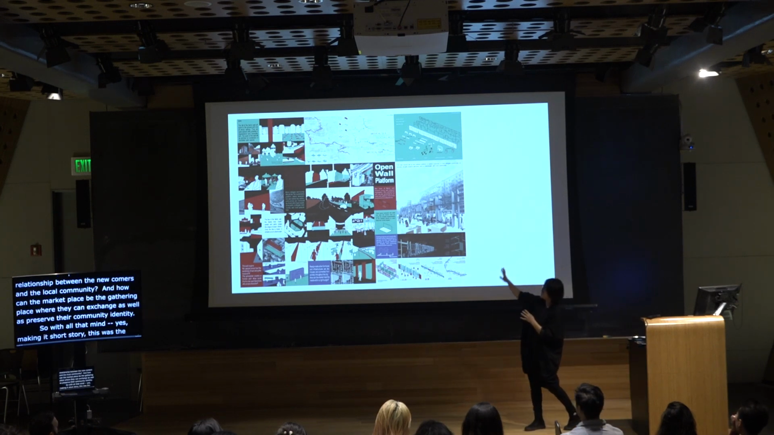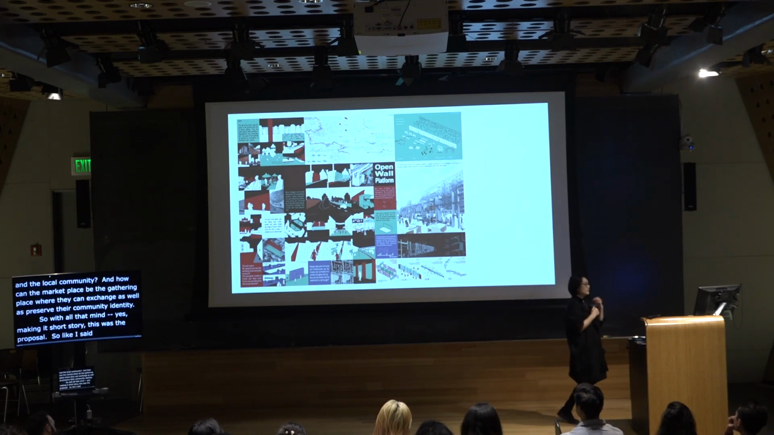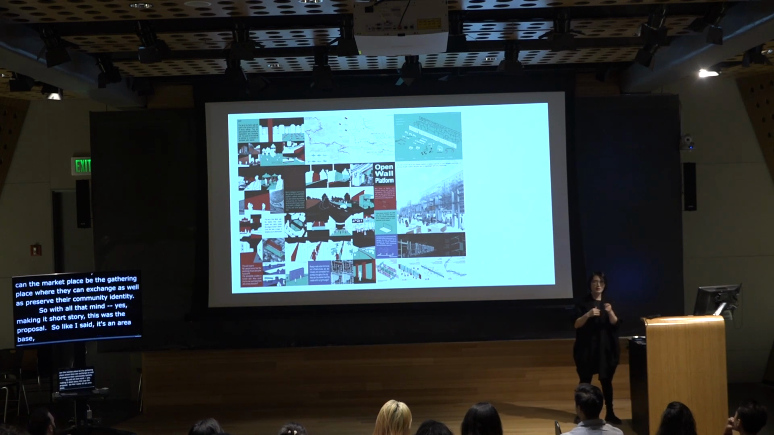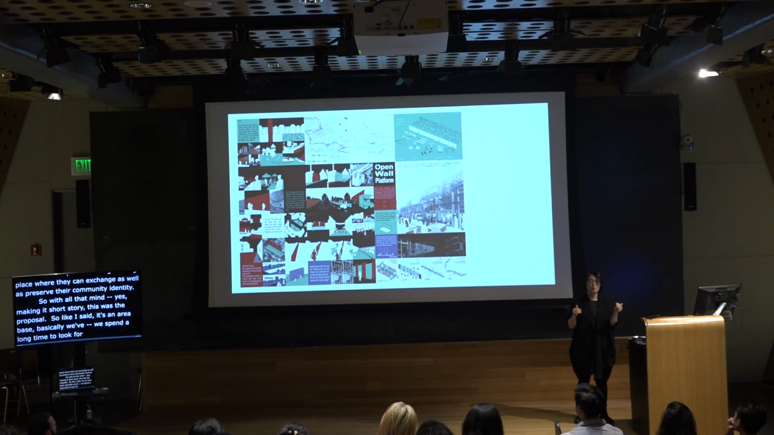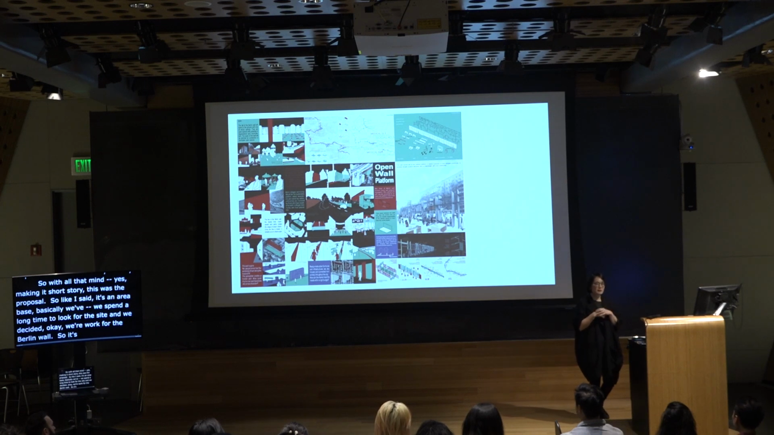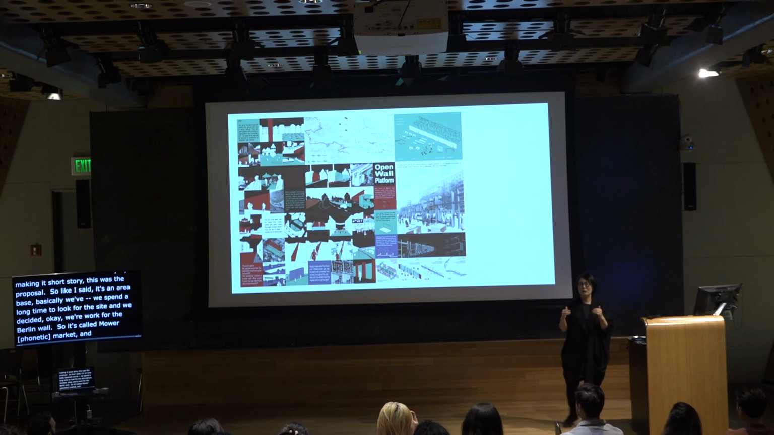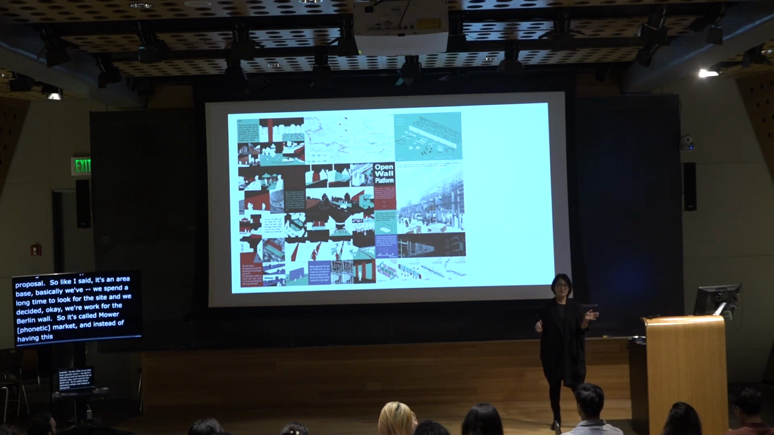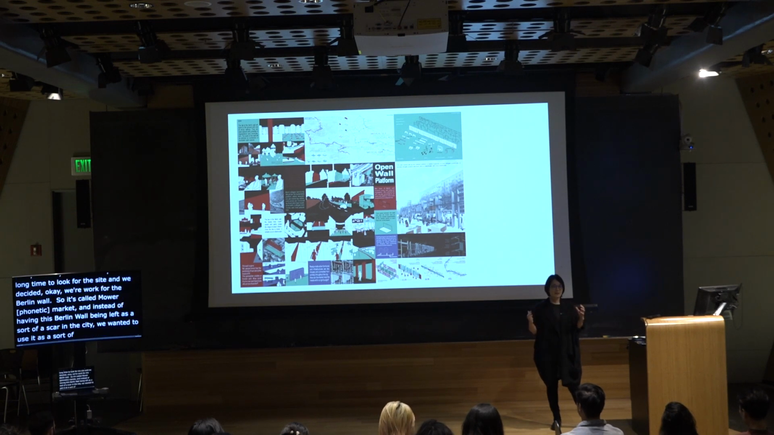It was scenario based. We spent a long time looking for the site, and then we decided to work on the Berlin Wall. It's called Mauer Market. Instead of leaving the Berlin Wall as a scar in the city, we wanted to use it as a stitching point, where the refugees and the existing local community can gather, make something happen, and make the community healthier.